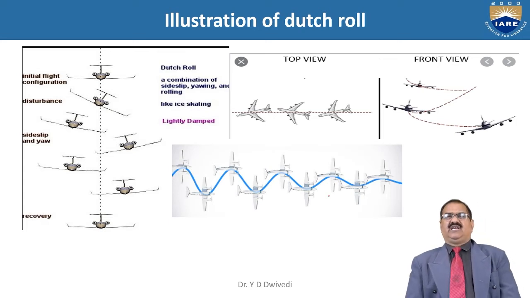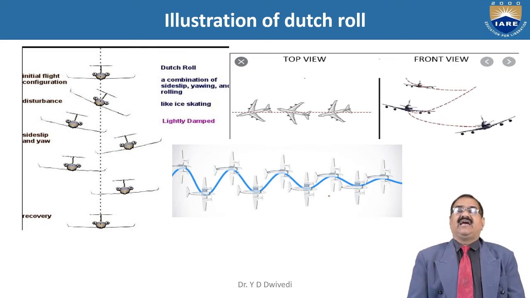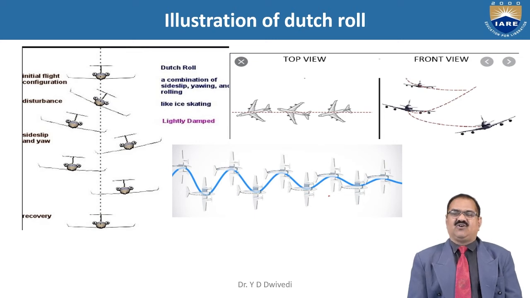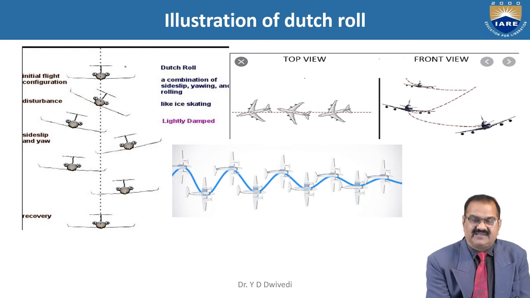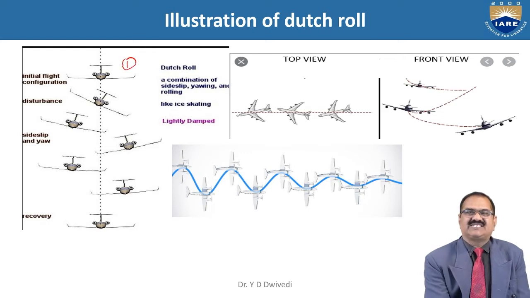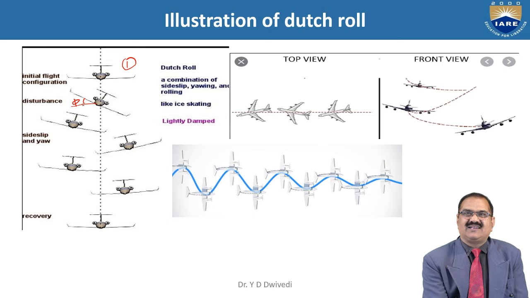Here I have illustrated the Dutch roll. What is the Dutch roll? We can see in the first diagram that the aircraft is here, flying straight and level. All of a sudden, some roll angle phi takes place. Due to this roll angle, a side force will be generated towards this side and the aircraft will reach here.